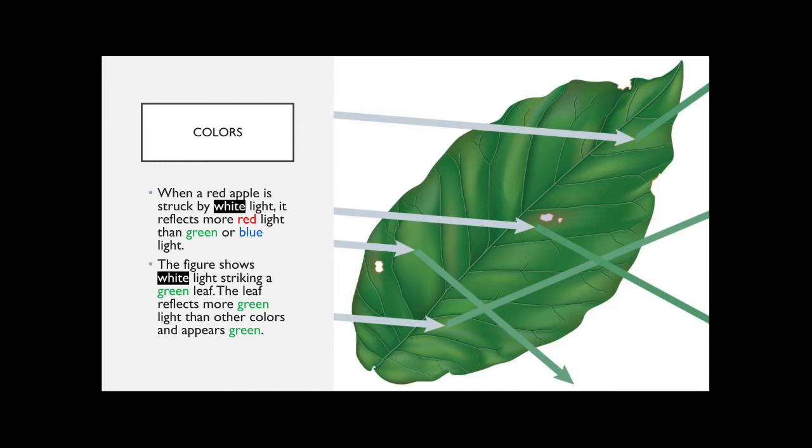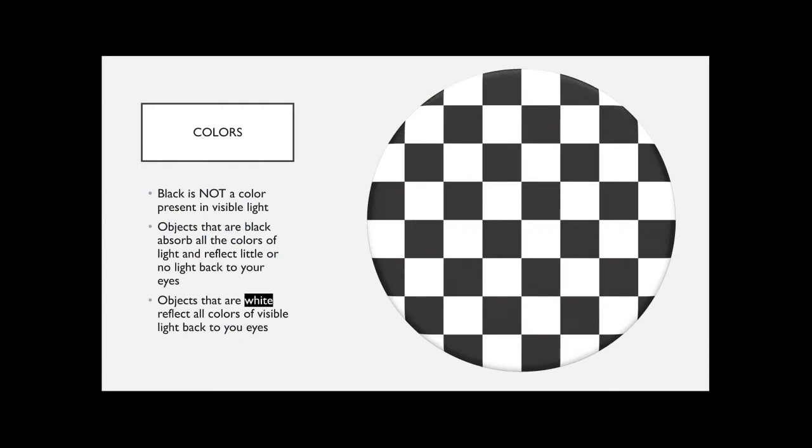Same thing with the green leaf. The reason we see that the leaf is green is because as the light comes in and strikes it, the leaf is actually reflecting more green colors than any of the other colors, and therefore we are able to see the color green.